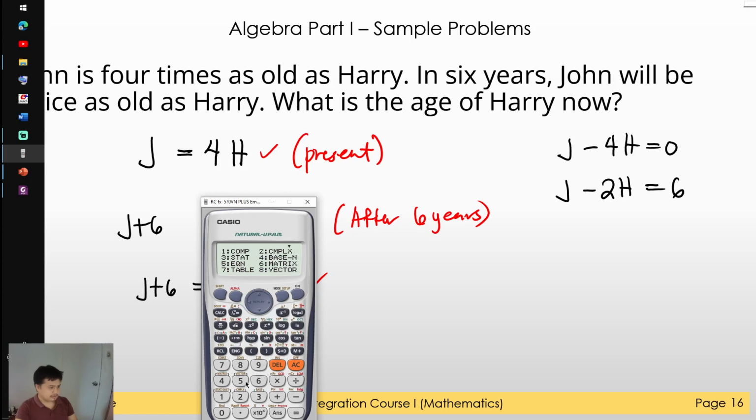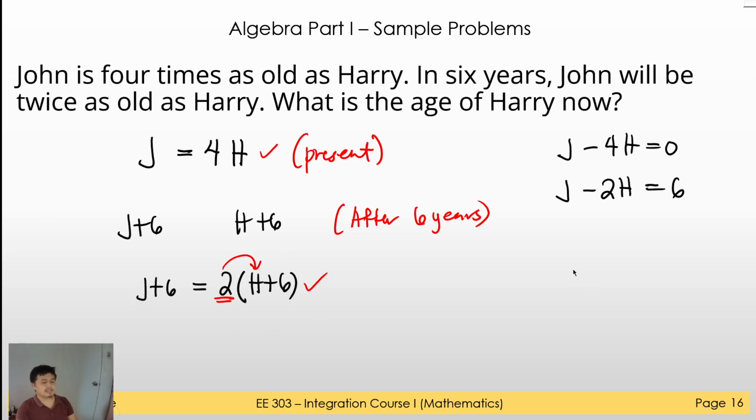Let me check first. Okay, 1, negative 4, 0. And then 1, negative 2, and 6. So the age of John is 12, the age of Harry is 3. So J is 12, Harry is 3. Therefore, Harry is 3 years old.